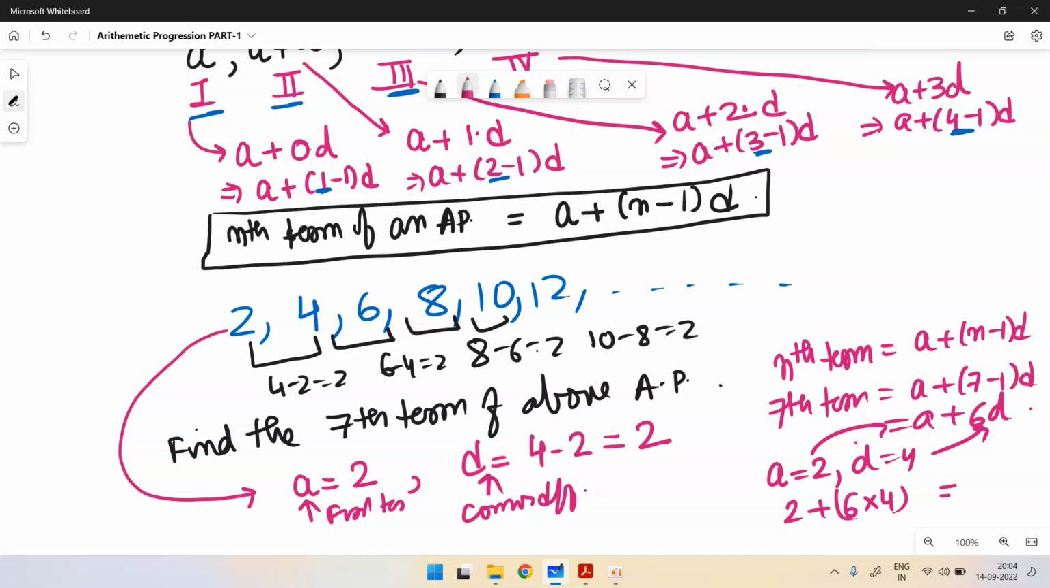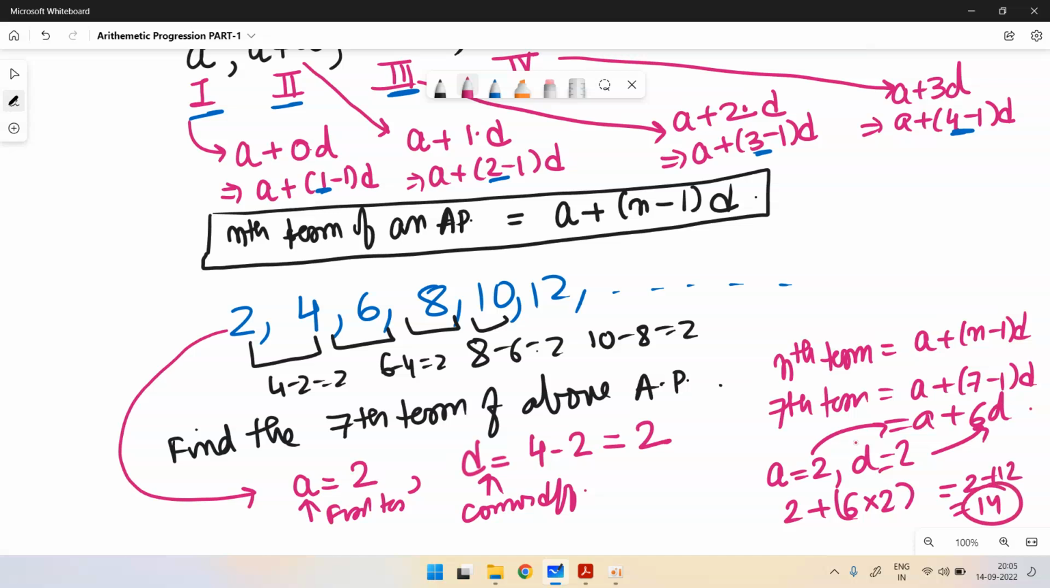Sorry, D is also 2. This is also 2. B is also 2. So 6 into 2 is 12. 2 plus 12 is nothing but 14.